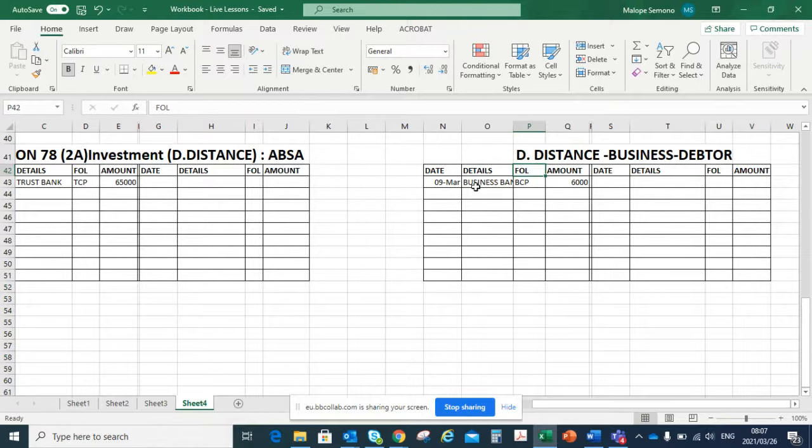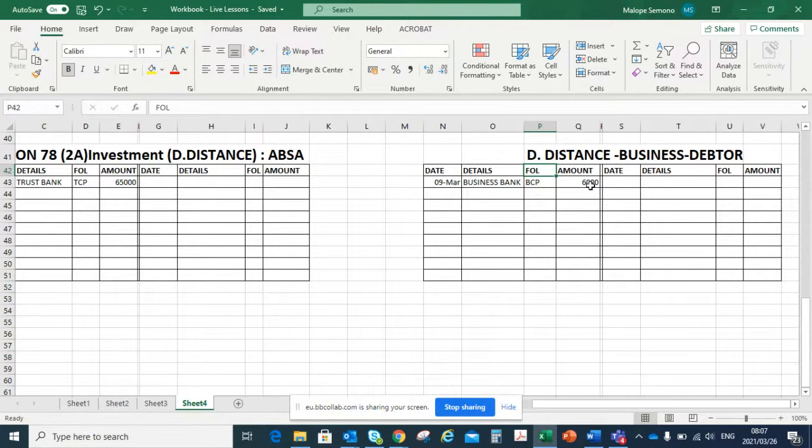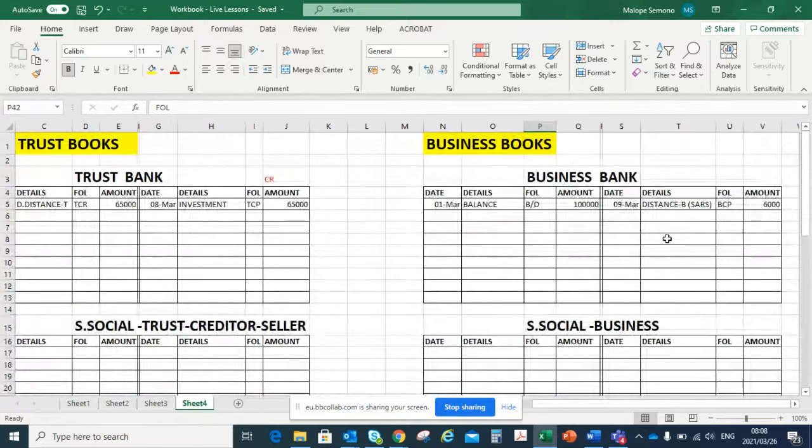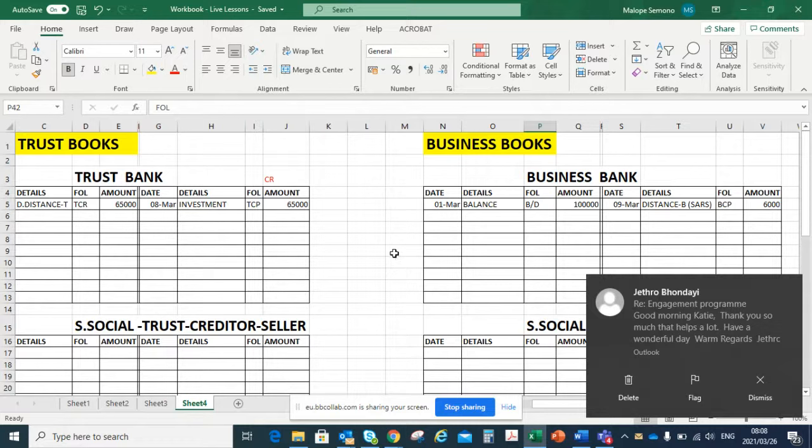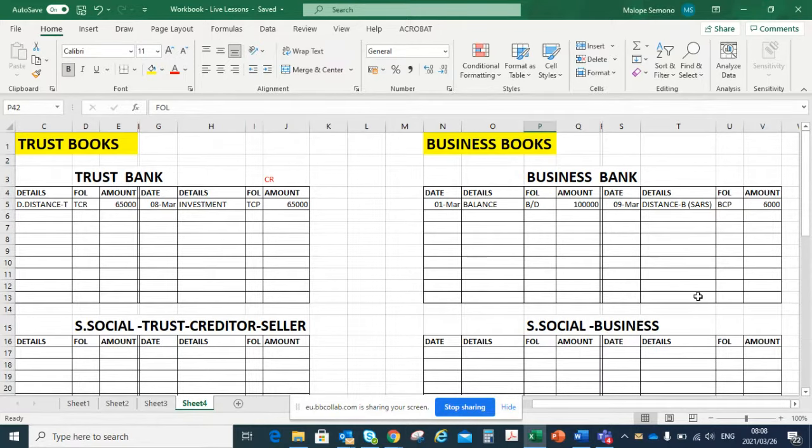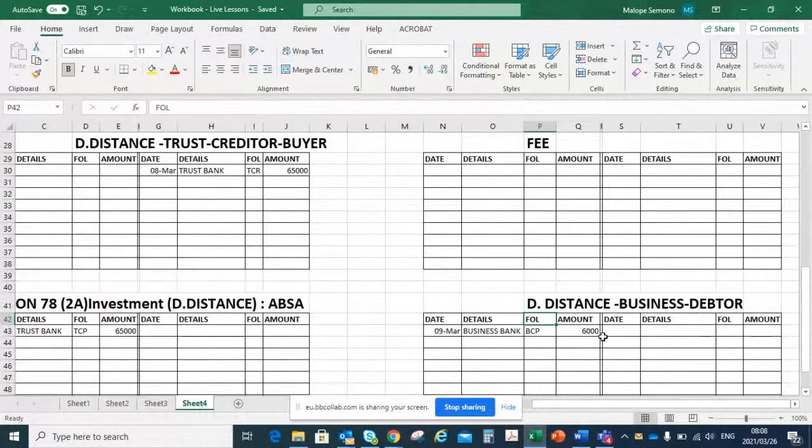So by recording on the debit side here, it means D distance owes us 6,000 because we paid out of our own bank account. Remember, if we had money in the trust for this distance, we wouldn't record under business bank account. We're supposed to go and take money from the trust. Obviously, we're supposed to credit trust and say D distance trust in brackets SARS. But I can't, because we used our own money, so we had to pay for him. So we're going to make sure that we show that D distance owes us how much? 6,000. Remember, it's a debtor, and a debtor increase is on the debit side.